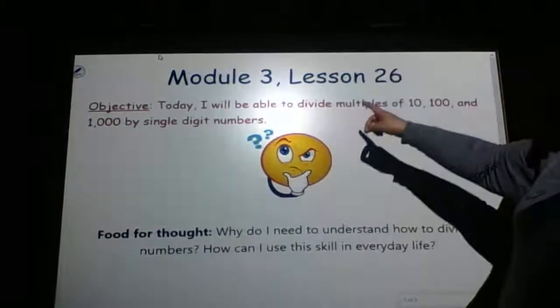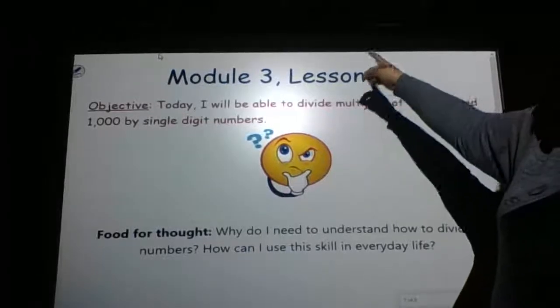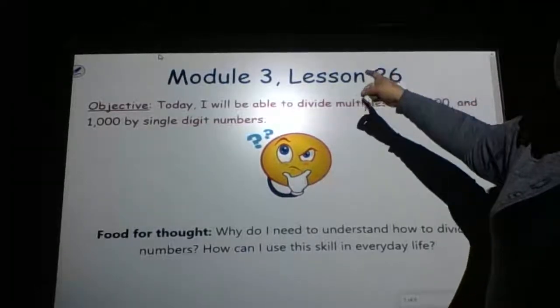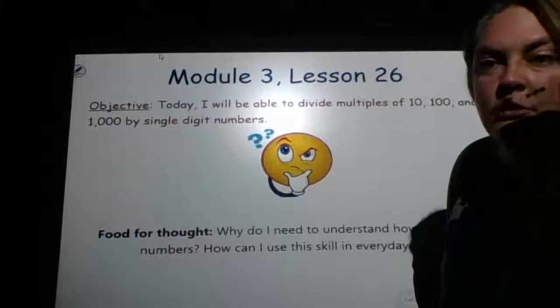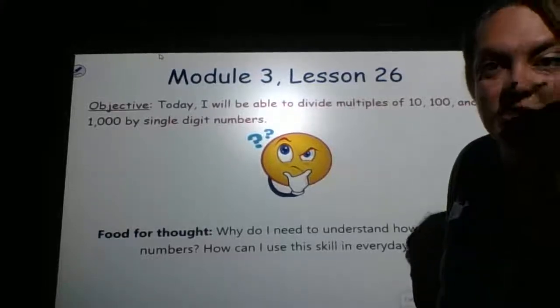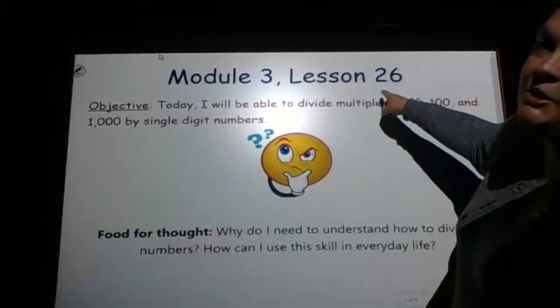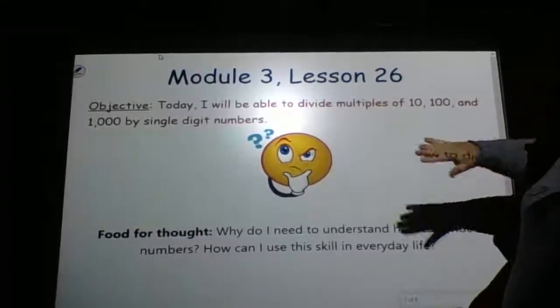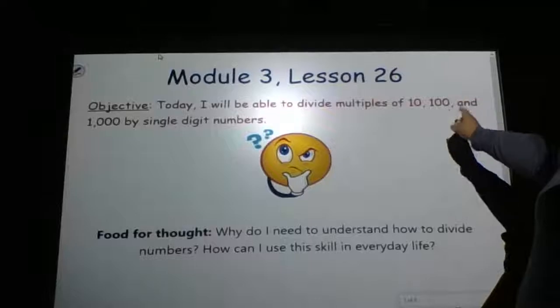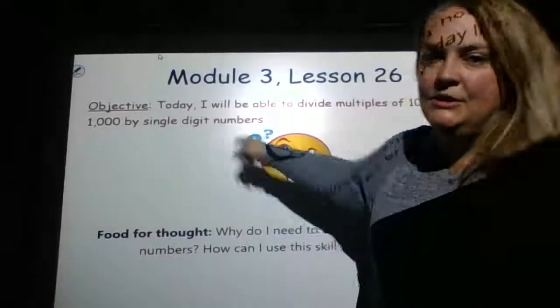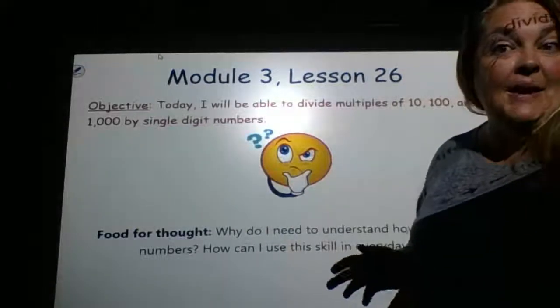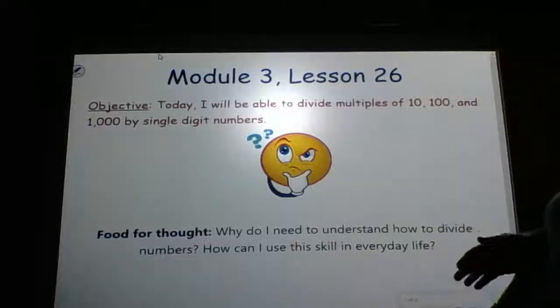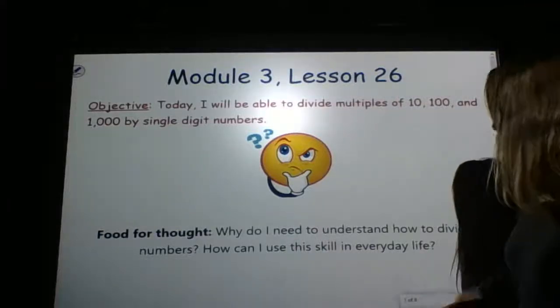All right, Module 3, Lesson 26. Pay close attention to this because we skipped around a little. We're finding the lessons that are best for you and what you need, tailored to your education. So Lesson 26, don't get confused when you get into your problem set. Today you're going to divide multiples of 10, 100, and 1,000 by single-digit numbers. And if you remember the get back zero type rule, this should go smoothly for you. All right, let's take a look.